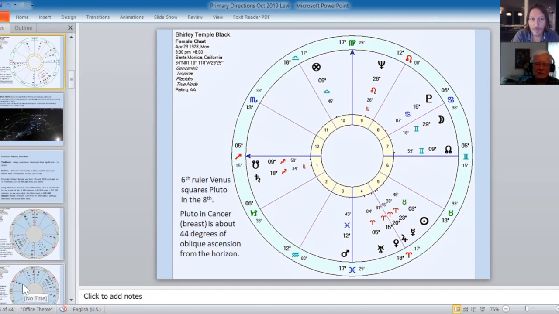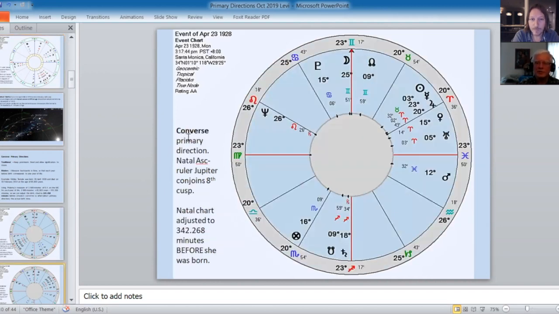So what I did was, I did her converse direction. Again, she died at 85.8 years of age. So it's the same figure, 342 minutes. But instead of adding it to her birth time, I subtracted it from her birth time. So she is born at 9 p.m. If I subtract 342 minutes from 9 p.m., I get a time about 3:18 in the afternoon. So this is the chart for her birthday, but at 3:18 in the afternoon instead of 9 p.m.